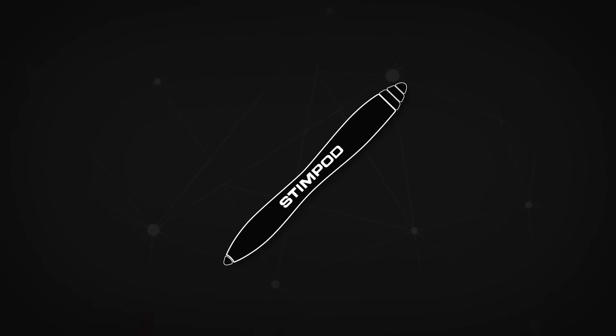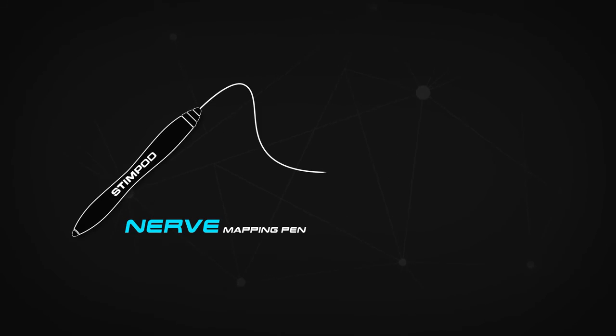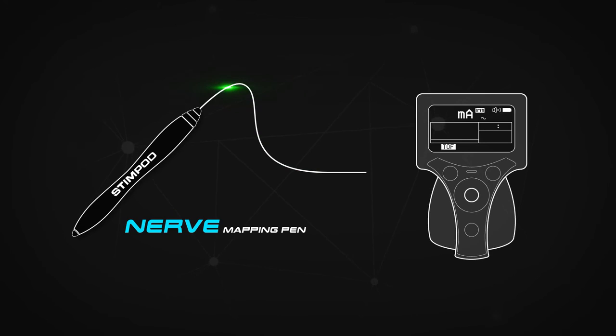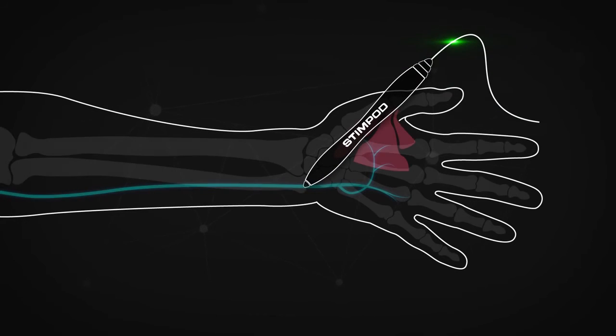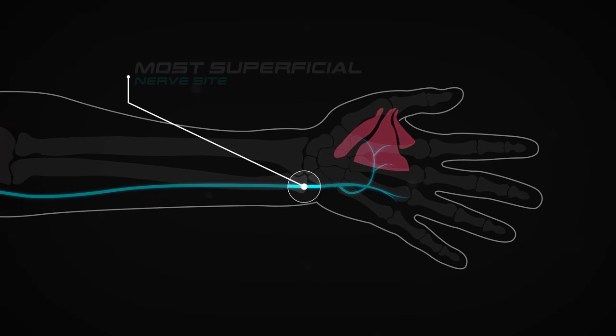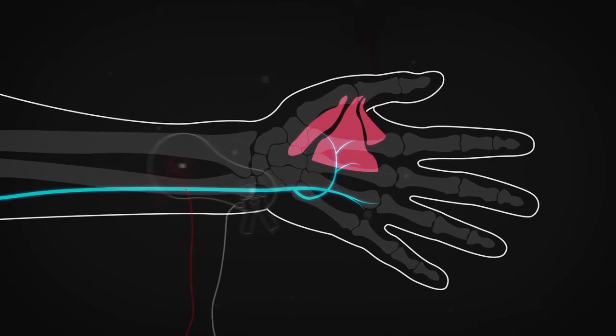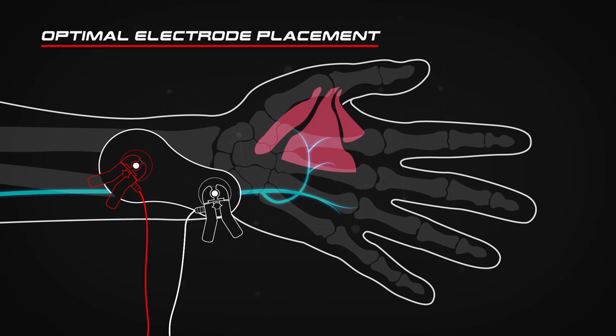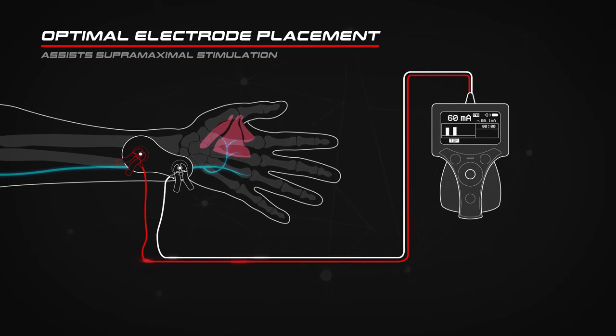In order to make locating of the optimal electrode placement with the STIMPOD practical in a clinical setting, we recommend using the applied nerve mapping pen in order to locate the most superficial aspect of the targeted nerve. If the electrode placement is optimal, assumptions can be made regarding the current intensity required to qualify as a supramaximal stimulation.